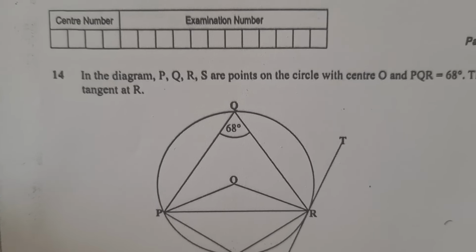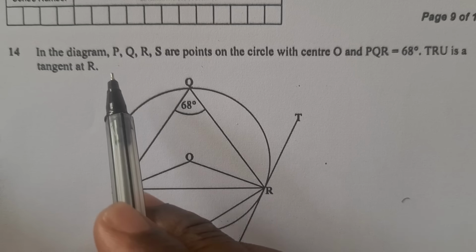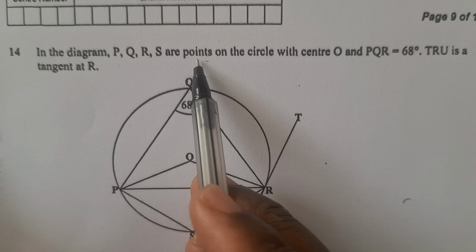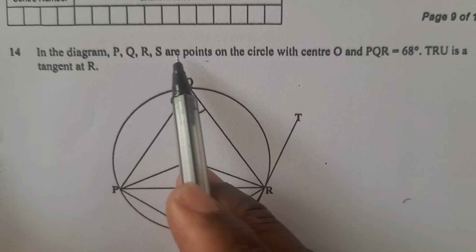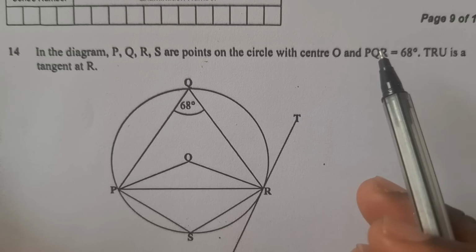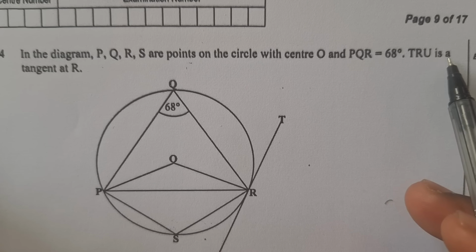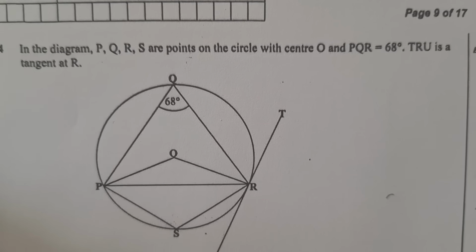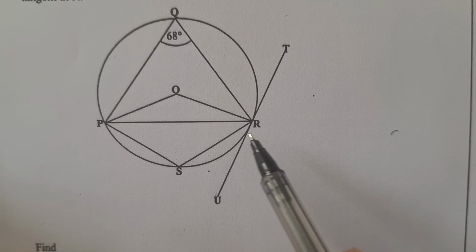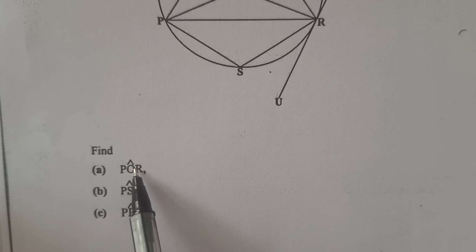For question number 14, they are saying, in the diagram, P, Q, R, S are points on the circle with center O, and angle PQR is 68 degrees. TRU is a tangent at R. Okay, so you can see this is what they've given us. The first question here, they're saying find angle POR.